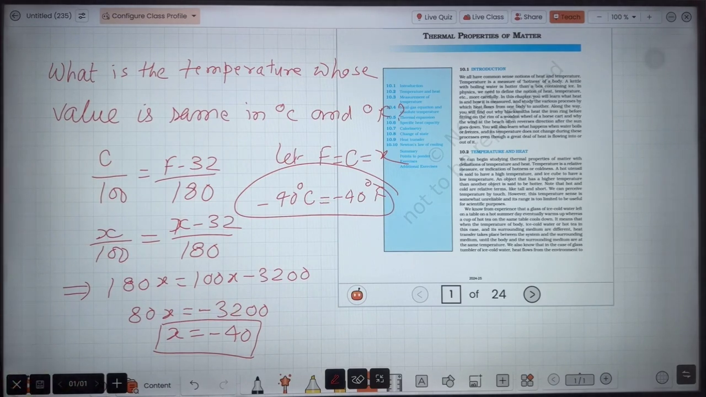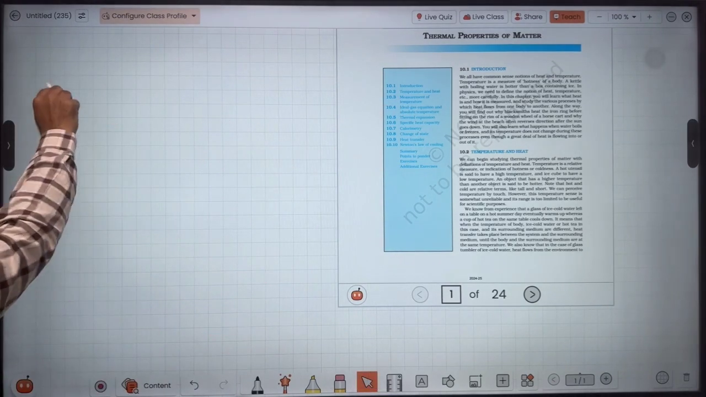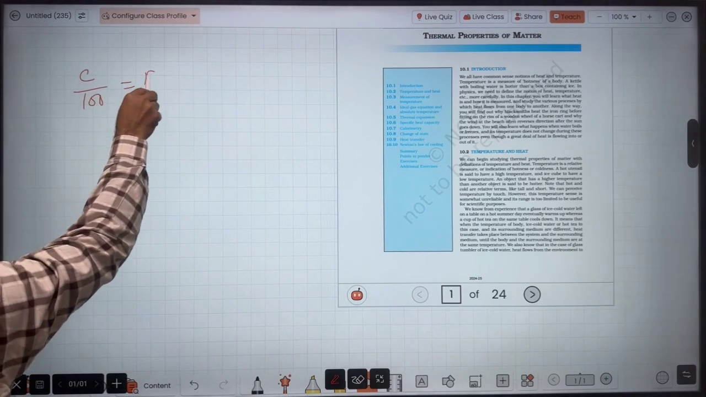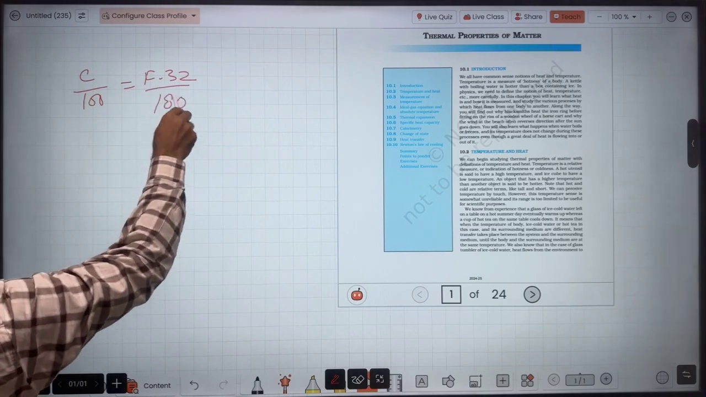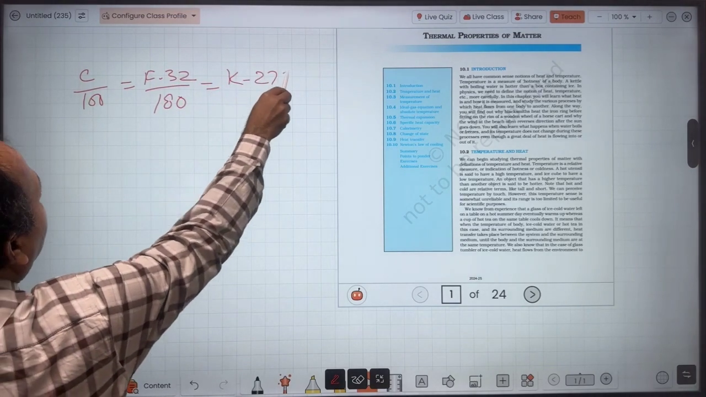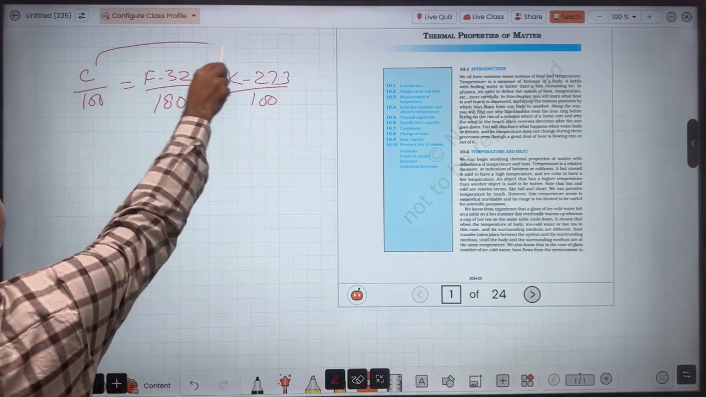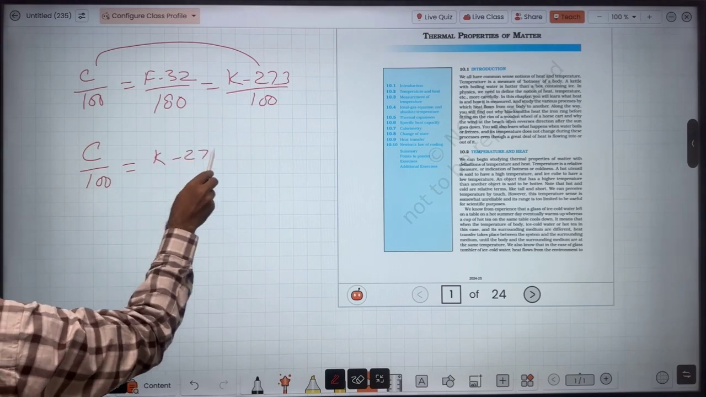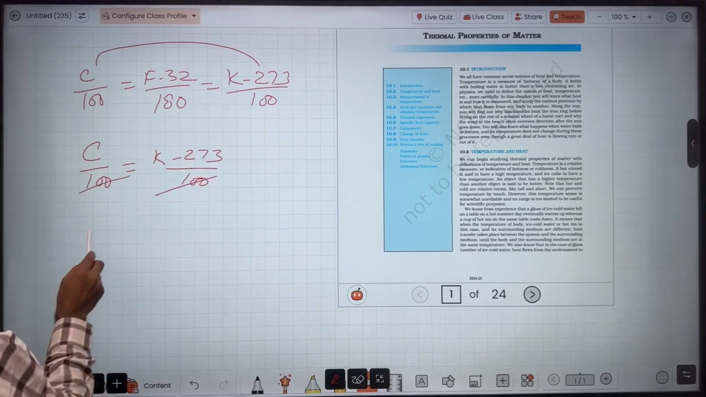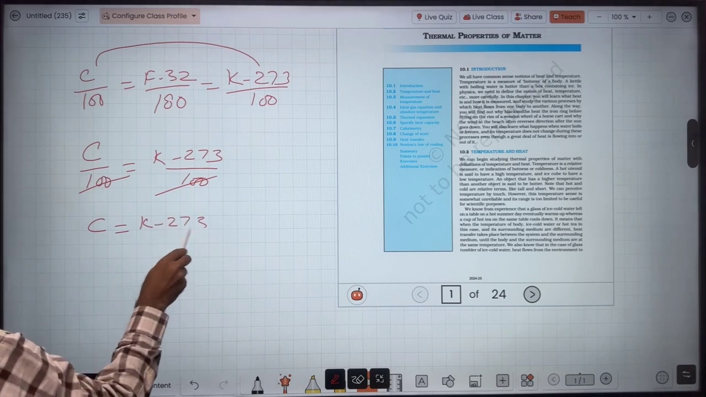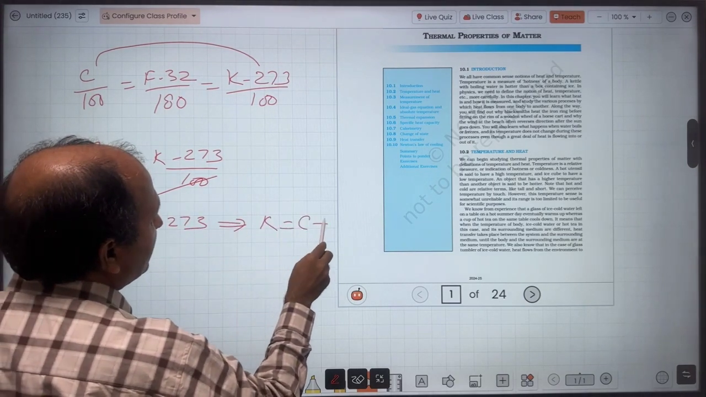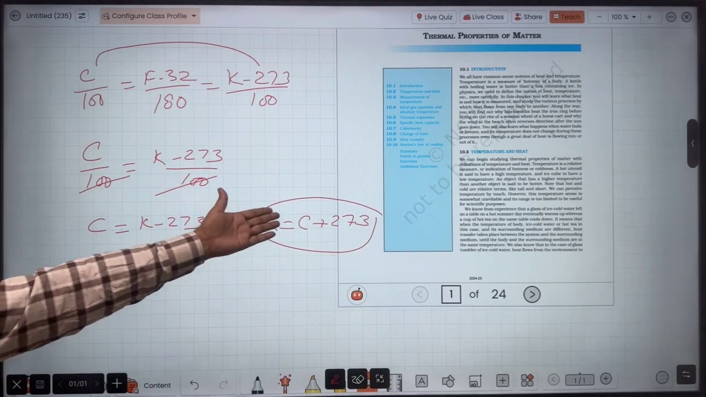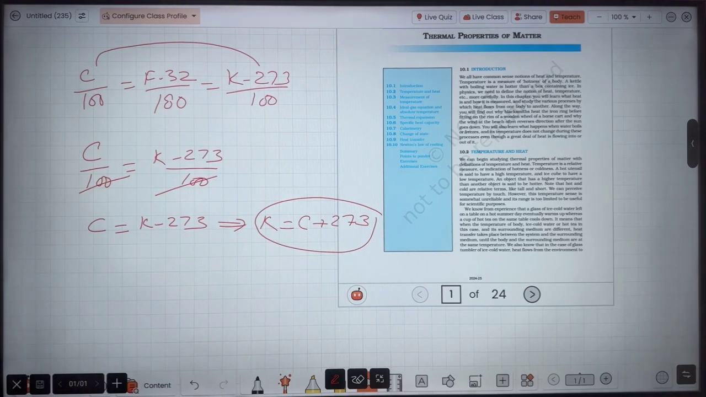This is a good question. Now there was a relation: C upon 100, F minus 32 divided by 180, is equal to K minus 273 divided by 100. Suppose you want to relate these two. So you will write C upon 100 equal to K minus 273 divided by 100. So 100 will cancel out. C equal to K minus 273 or K equal to C plus 273. So to convert degree centigrade into Kelvin, add 273 directly. You will get the answer.